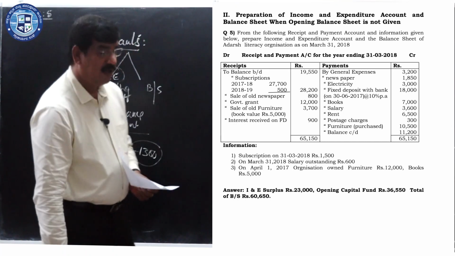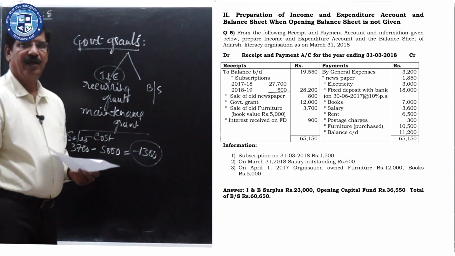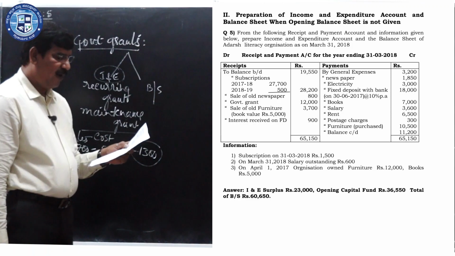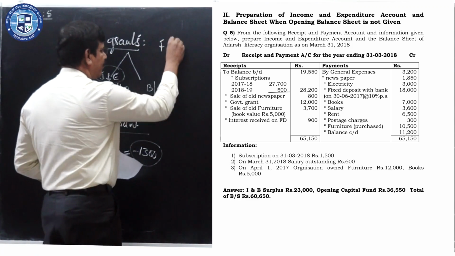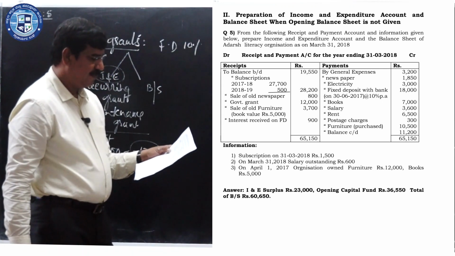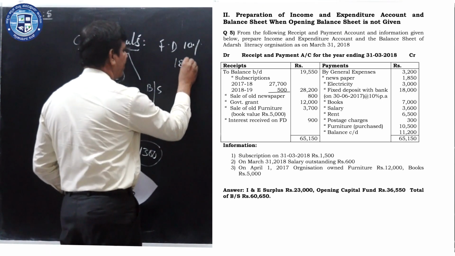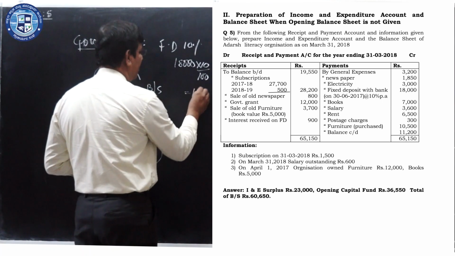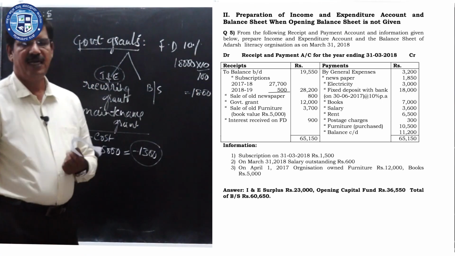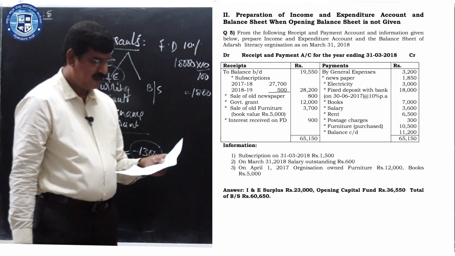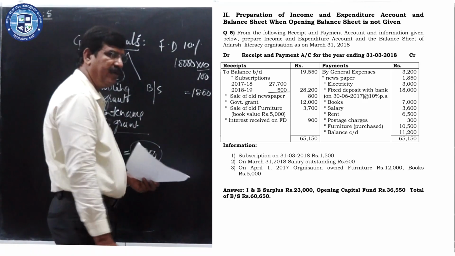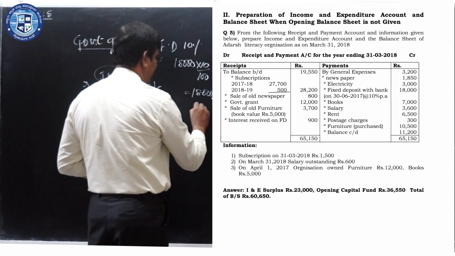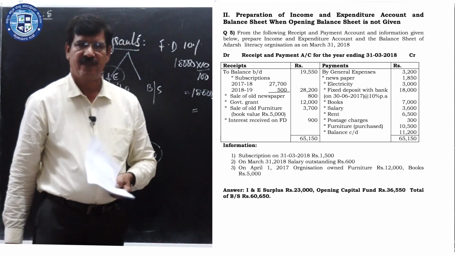See, interest is given when the percentage is given along with the fixed deposit. Say for example, in this problem on the payment side it is given fixed deposit with bank at 10%. So FD, it is 10%. The amount of fixed deposit is 18,000. So 10% of 18,000 is 1,800. This is the interest for the entire year. But in the problem, fixed deposit with bank, it is deposited on 30th June. So from 30th June or from 1st of July till 31st March, 9 months. So for 9 months you have to calculate the interest on fixed deposit. Okay.